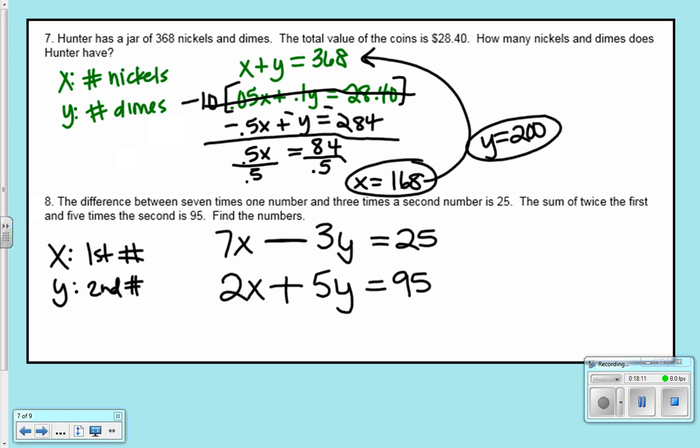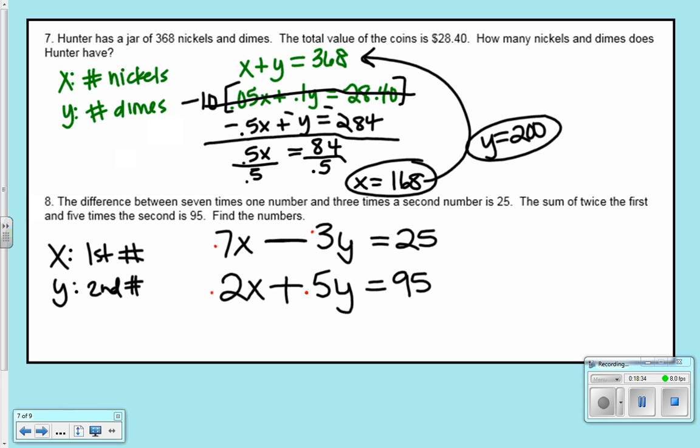Now we just have to figure out what they are. Again, to me, substitution wouldn't be the best here because I'd have to work backwards and get a variable by itself, but I think elimination would be pretty good here. So I'm going to need to make some variables have the same coefficients. So 7 and 2, their least common denominator would be 14, okay? 3 and 5, their least common denominator would be 15.